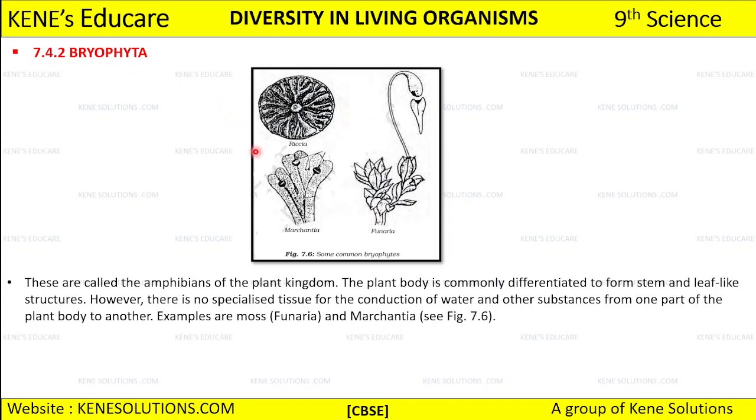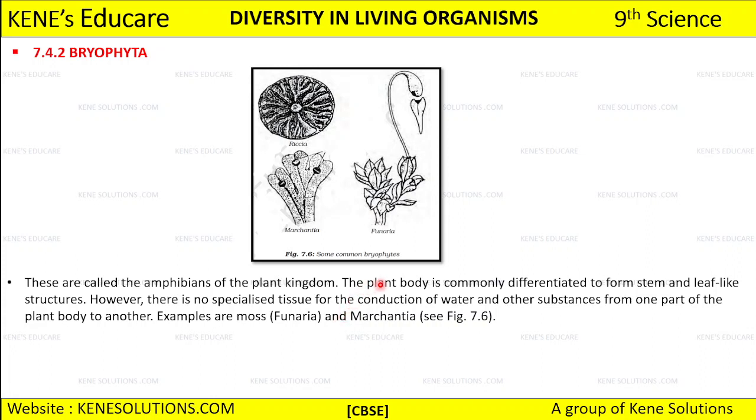Now this Bryophyta includes Riccia, Marchantia, and this is Funaria. These are some of the common examples of bryophytes which have been given. Bryophytes are called the amphibians of the plant kingdom. What are they called? Bryophytes are called the amphibians of the plant kingdom. They are amphibians. It means they can live on land as well as inside the water. So they are the amphibians of the plant kingdom.